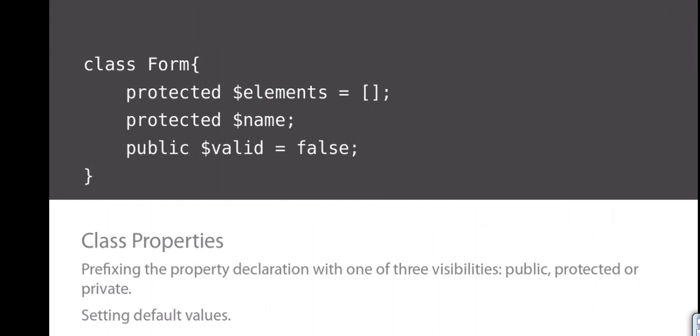Here in the form class snippet, we see the three properties that we have previously set, the elements, name, and valid, to their associated defaults. Elements happens to be an empty array. Name has no default setting, so it's just a placeholder at this point. And the valid property is preset to a Boolean false. And each one of them has a visibility setting, two of which are protected, one is public.